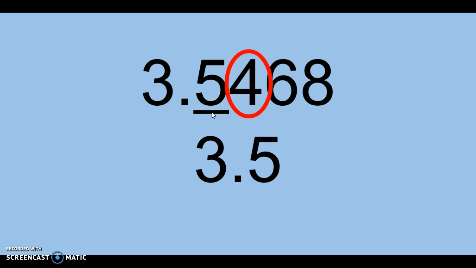Here we're rounding to the tenths place. We underline the tenths place. The boss is circled here. It's a 4, so anything 4 and below tells our number to stay the same. So the 3 stays the same, the 5 stays the same, and everything else goes away. We just drop those other numbers.